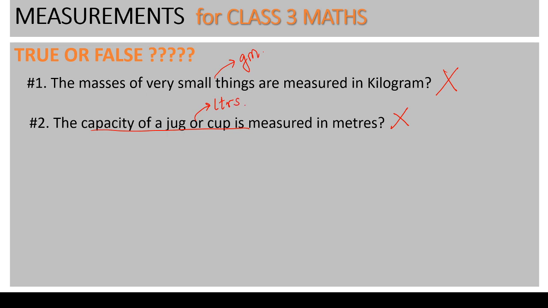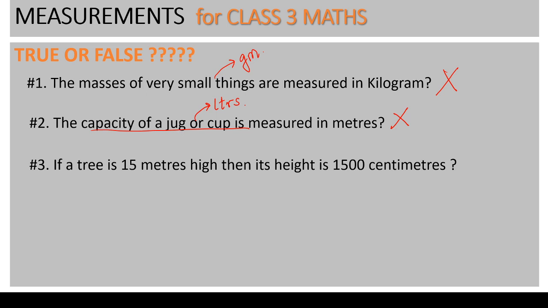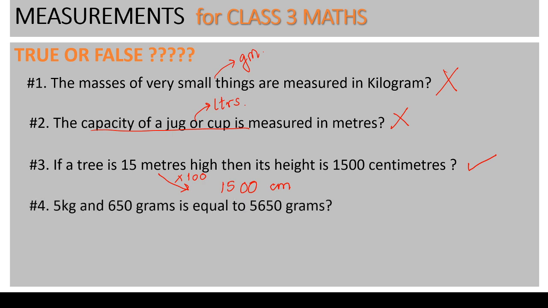Okay, let's go to our third question, which asks, if a tree is 15 meters high, then its height is 1500 centimeters. Is that right? So 15 meters is 15 times 100, which is equal to 1500 centimeters. So this is right or true.